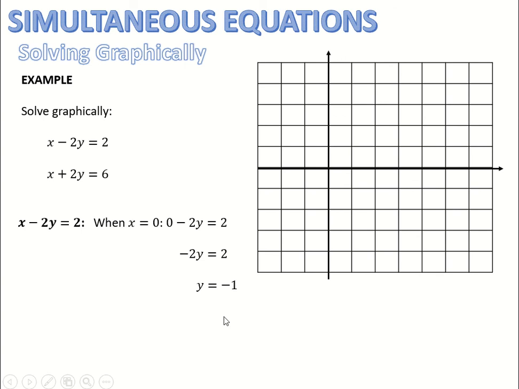And this gives me my point. When x is 0, y is -1. It gives me the point 0, -1, which I can plot on my set of axes. So 0 in terms of where it is along the x-axis, and then down to -1.